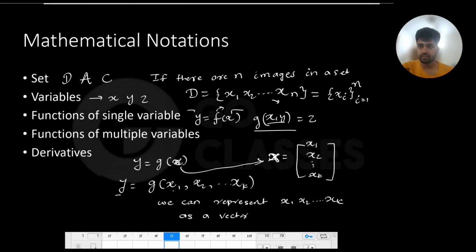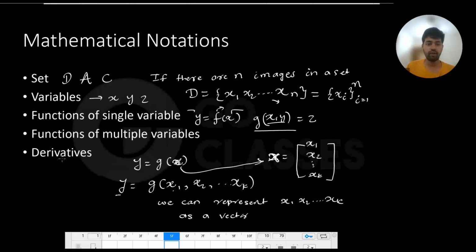Any issue up to this point? So we are just discussing notation. So concept-wise, there is nothing here. We're just discussing a few notations. Let me know if you find any of this confusing, or if you want to discuss any of this.